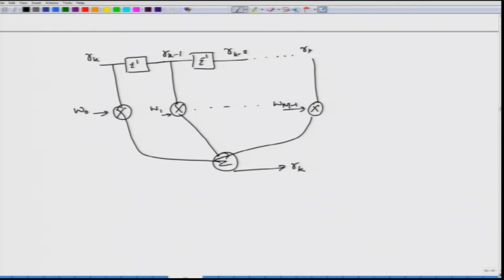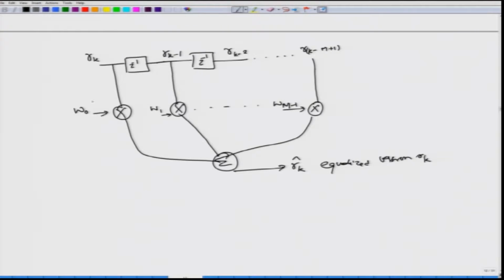So, here this would be Rk minus m plus 1, I suppose. This is again obtained by all the delay elements. So, this Z inverse stands for delay. One element delay you are going to get this thing. So, this Rk hat is supposed to be the equalized version of Rk.